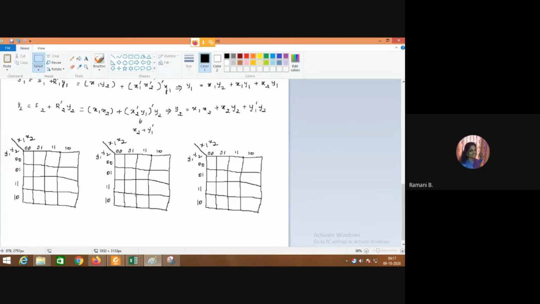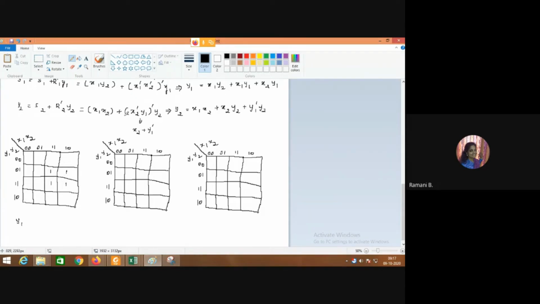So for capital Y1, we are having x1, y2. So x1 is equal to 1 in these last two columns and y2 equal to 1 in the second and third row. So we have this particular combination, right? So this quad will actually give me x1, y2, right?